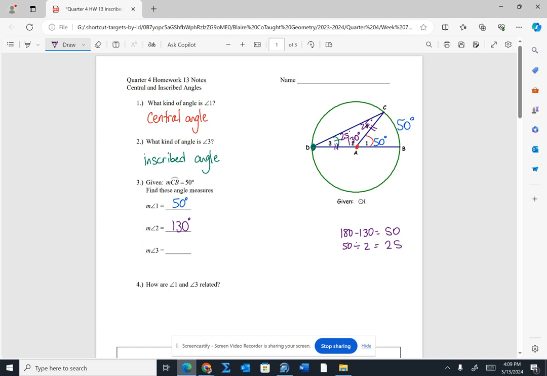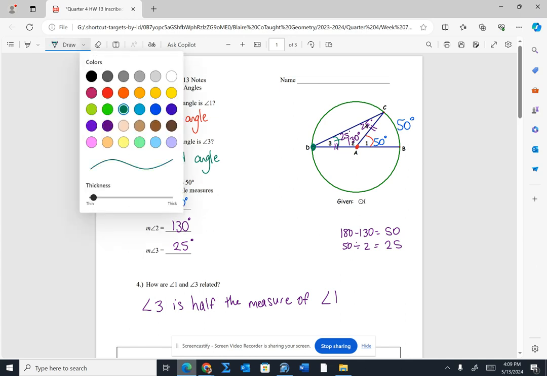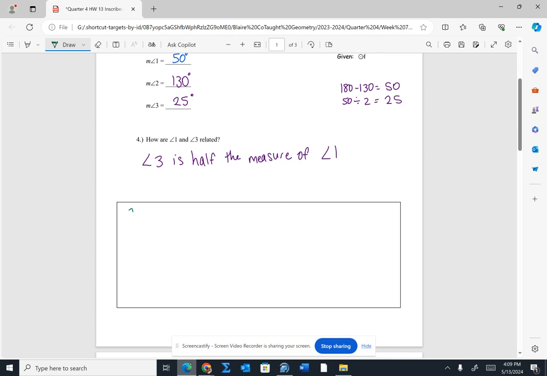So notice that when I subtracted 180 minus 130, I got the 50 that I started with, and then I split it into two parts and got 25. So there's actually a relationship that's true every time, and that's that angle 3 is always going to be half the measure of angle 1 because of how supplementary angles and angles in an isosceles triangle work. So angle 3 is half the measure of angle 1. So now we know a little bit about how central angles and inscribed angles are related to the arcs that they intercept. Let's formalize this and take some notes.